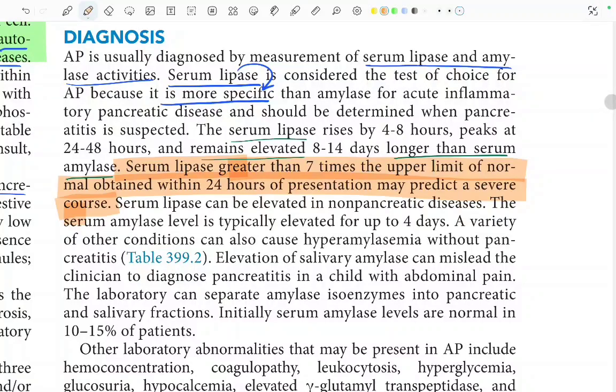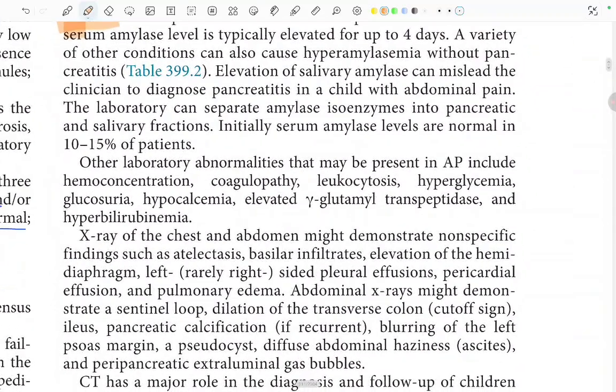The serum amylase level is typically elevated for up to 4 days. A variety of other conditions can also cause hyperamylasemia without pancreatitis. Elevation of the salivary amylase can mislead the clinician to diagnose pancreatitis in a child with abdominal pain. The laboratory can separate amylase isoenzyme into pancreatic and salivary fractions. Initially, serum amylase levels are normal in 10 to 15% of the patients.